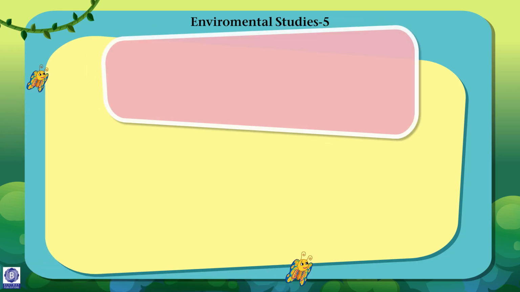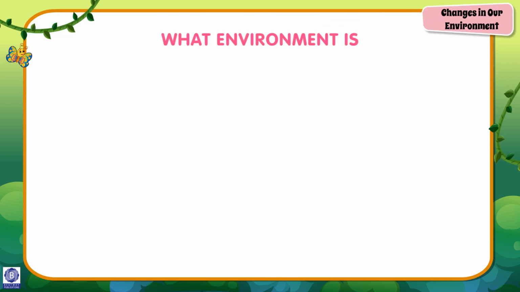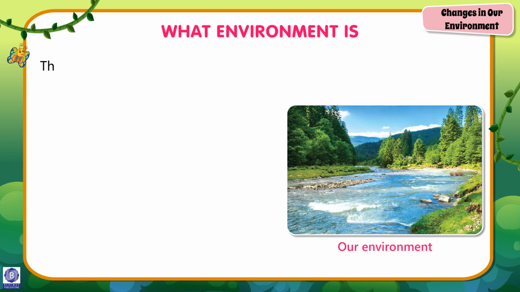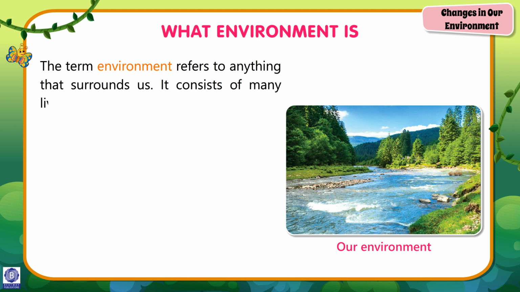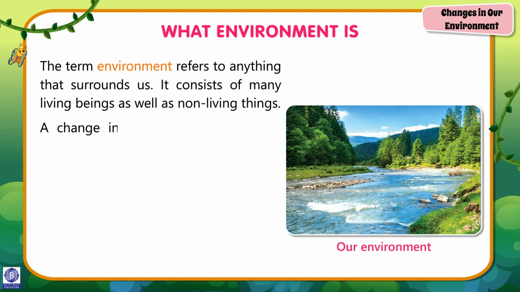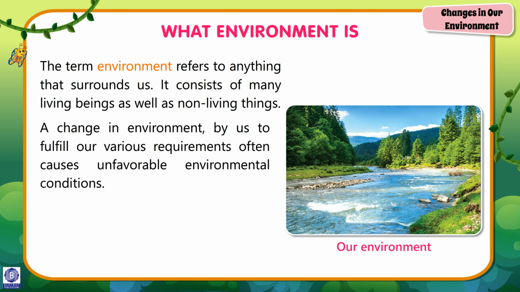Chapter 15: Changes in our environment. What is environment? The term environment refers to anything that surrounds us. It consists of many living beings as well as non-living things. A change in environment by us to fulfill our various requirements often causes unfavorable environmental conditions.